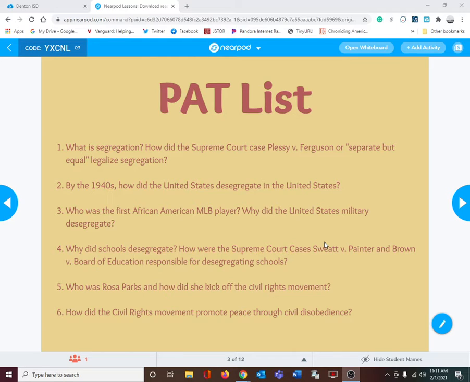And the two cases we need to look at for that are Sweat v. Painter and Brown v. the Board of Education of Topeka. So, how were these cases responsible for desegregating schools?